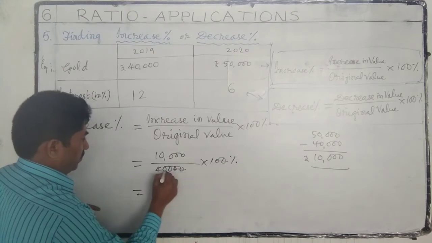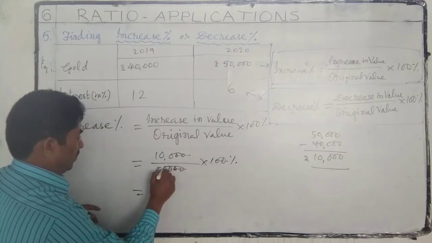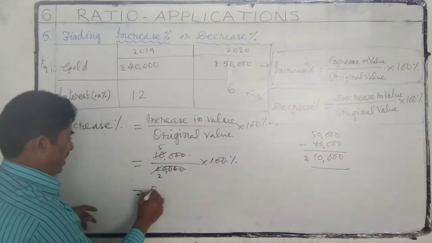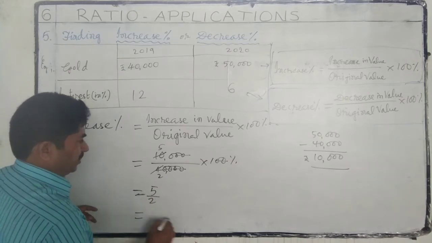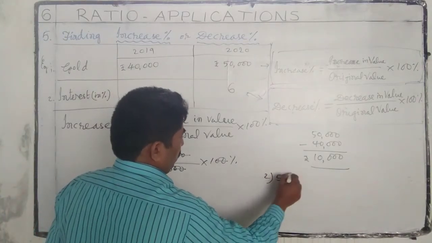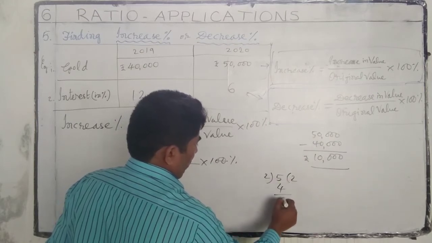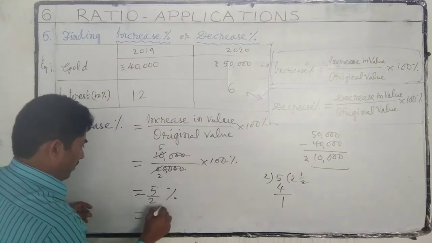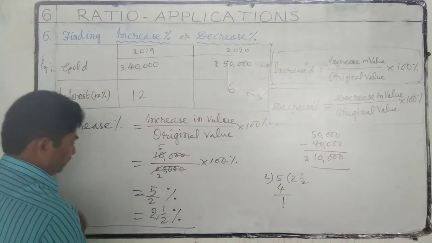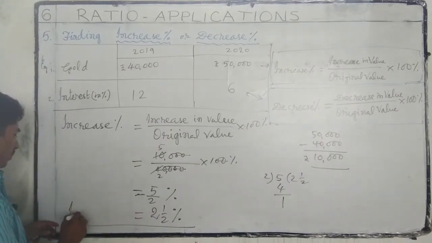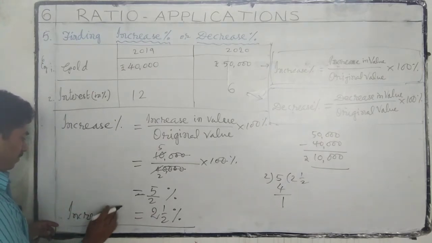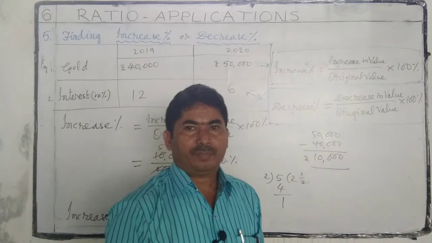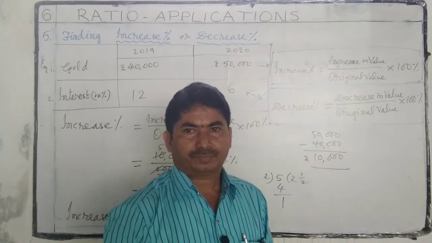2 zeros, more 2 zeros. 2 twos, 2 fives, 5 by 2. 5 by 2 means 2 twos are 4, 1. 2.5 percentage increased. Increased percentage is 2.5. 2.5 percentage increased.